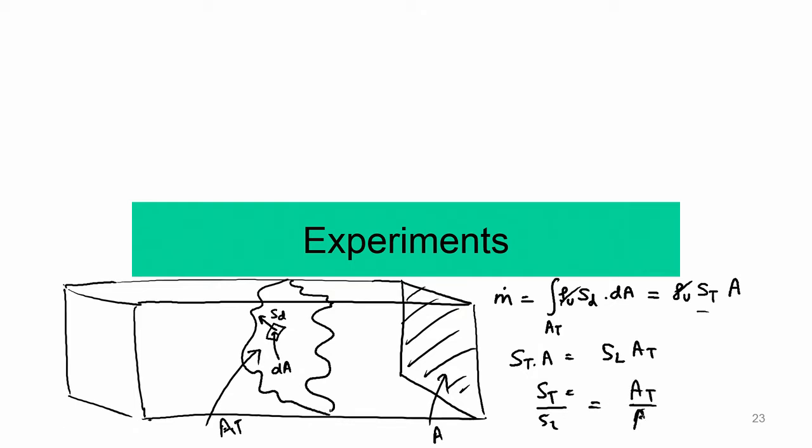Of course this comes from the assumption that SD is equal to SL over the entire surface, which is not true, but still what you see here is that even then, to the leading order, ST by SL is close to AT by A. And in fact in reality also ST by SL is close to AT by A. The turbulent flame speed is much more than the laminar flame speed simply because the overall propagation rate of the flame surface is much greater than the local propagation rate of the flame surface.